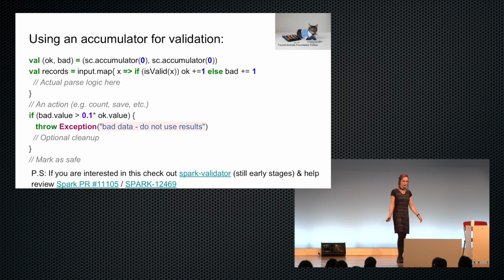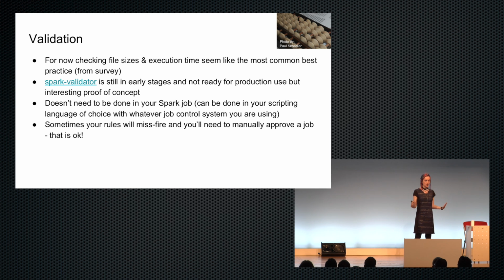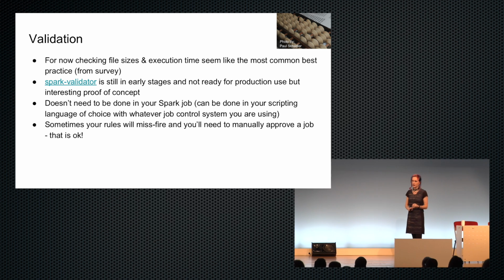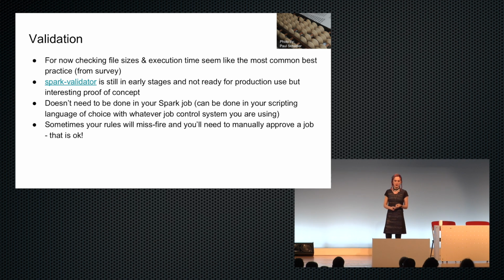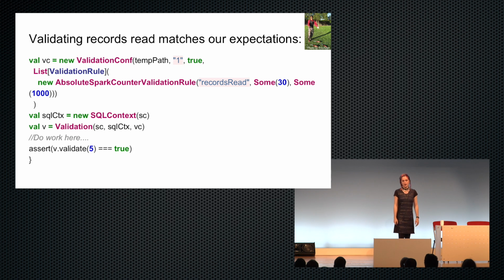These are two little things. So for now, some of the most common validation rules that people use on their jobs are just checking the file sizes of their outputs, checking the execution time, checking the file sizes of their inputs, the number of records read. These are all internal counters that Spark keeps track of that we can access. And the Spark validator package shows you how to do this if you're so inclined. But you shouldn't actually use the validator package. You should just look at it and copy the parts of it you want.